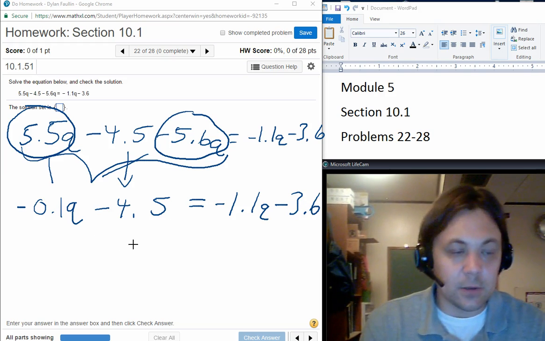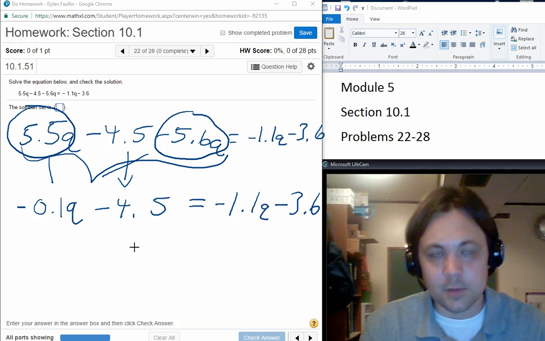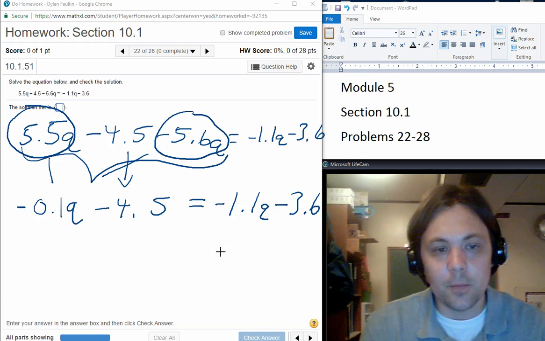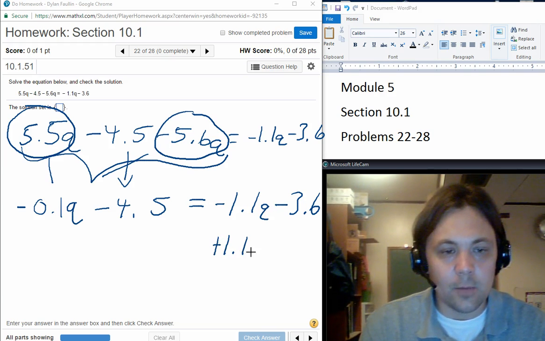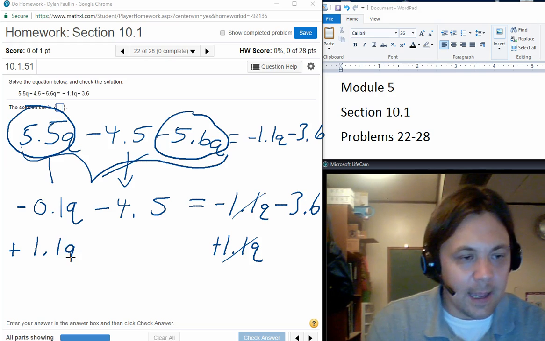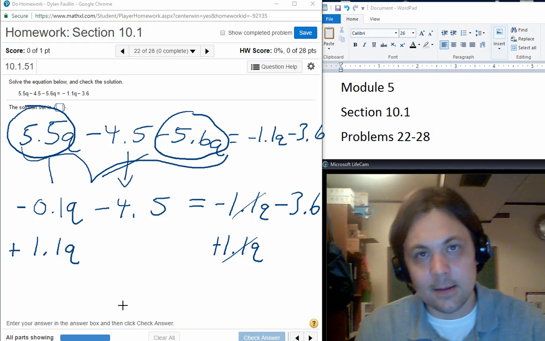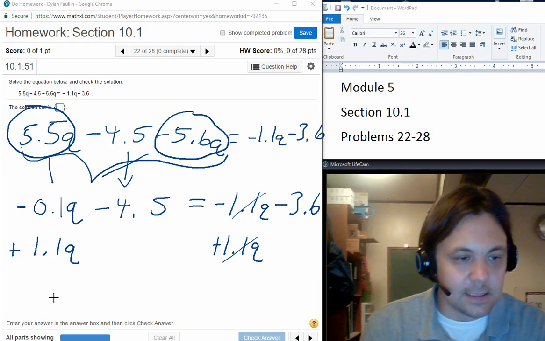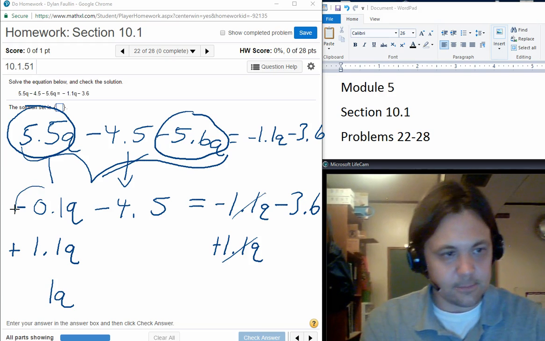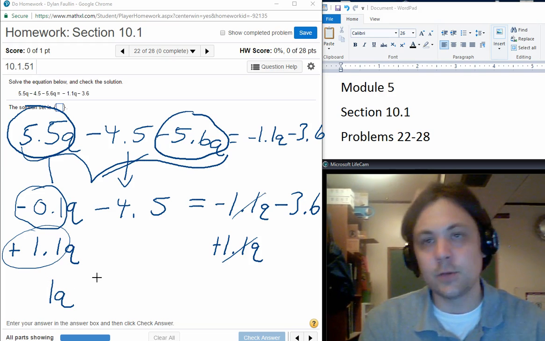Now we're dealing with a structured equation that we've seen multiple times already. We want to get q by itself on one side of the equation, so we'll get rid of it from the right-hand side. To cancel out this negative 1.1q, we will add 1.1q to that. If we add that to the right-hand side, we have to add the same thing to the left-hand side. And just like happens on every other problem in section 10.1, combining these together is going to give us 1q. Right? Negative 0.1 plus 1.1 is just equal to 1. And then the q just gets copied down.